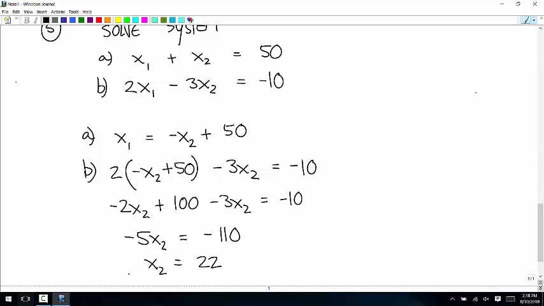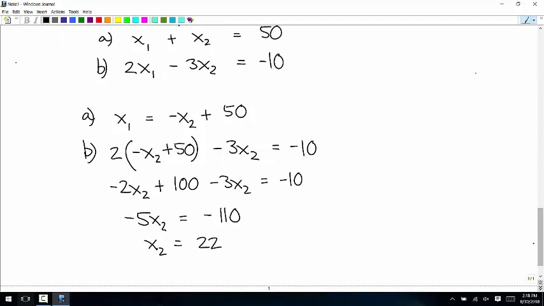So take this, plug it in wherever it's easiest to calculate x1. I guess this one is already solved for. So now take x1 is equal to negative 22 plus 50. And so x1 is equal to 28. Any questions about any of those? All right.